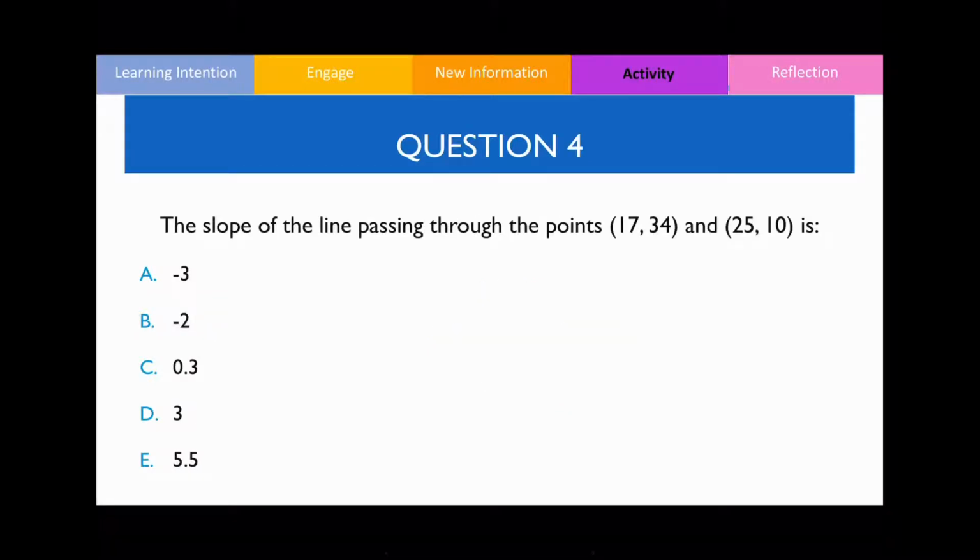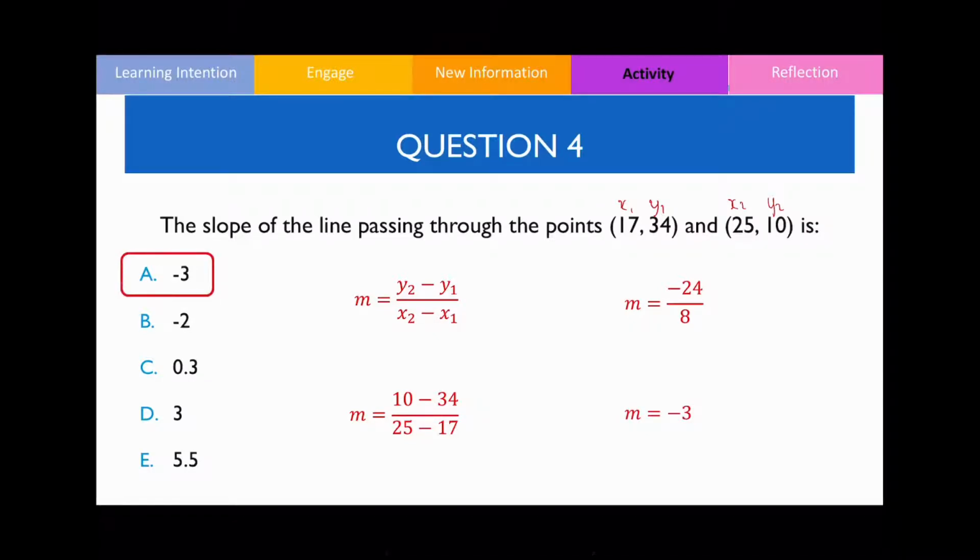Question 4 wants you to find out what is the gradient by calculating it given these two coordinates over here. So in this case, you're going to be using the formula y2 minus y1 divided by x2 minus x1. So you need to label your coordinates first. So I've labeled this as x1, y1, this is x2, y2, and I've substituted into the formula as shown over here. Simplify this, you're going to get -24 divided by 8, which is equal to -3. Hence A will be the correct answer.